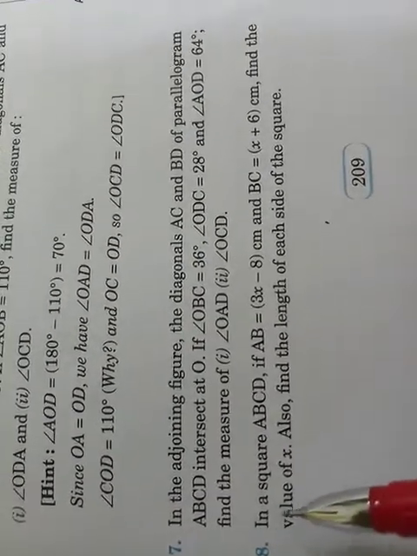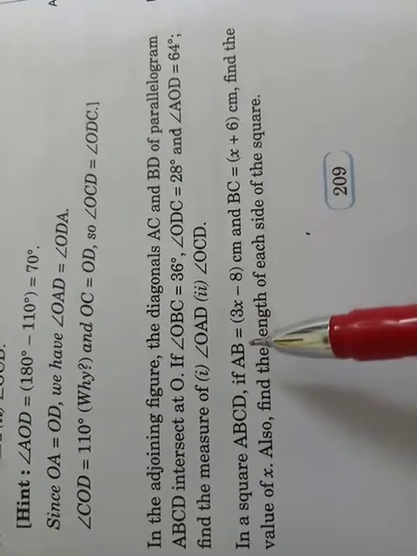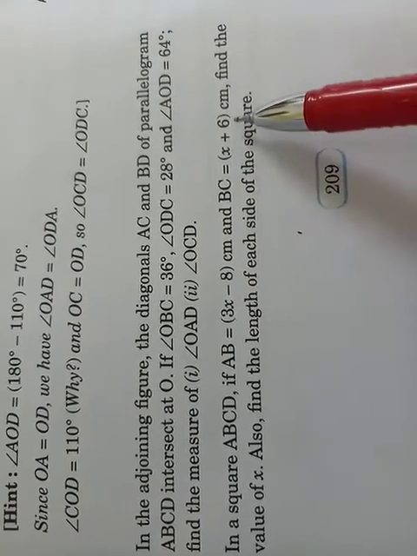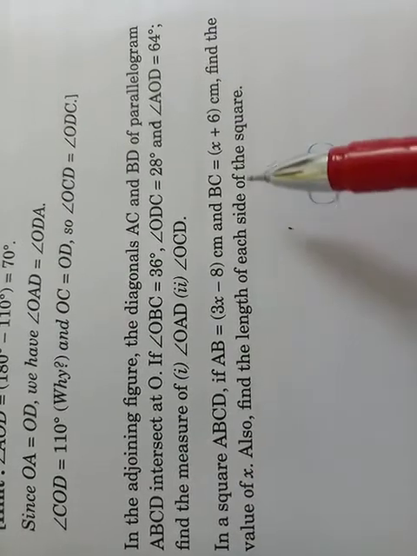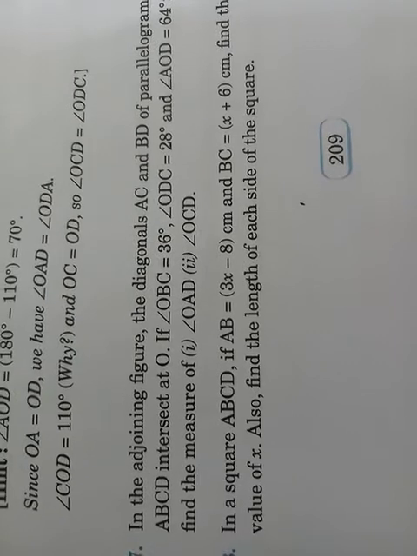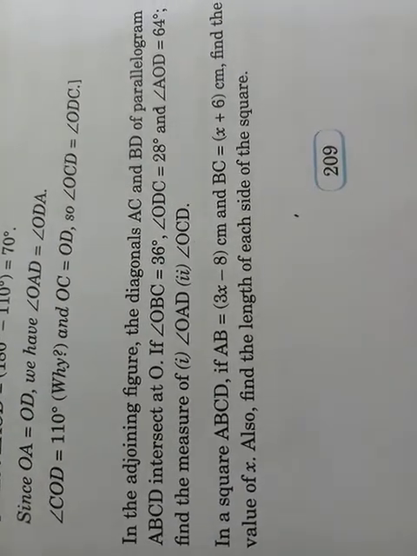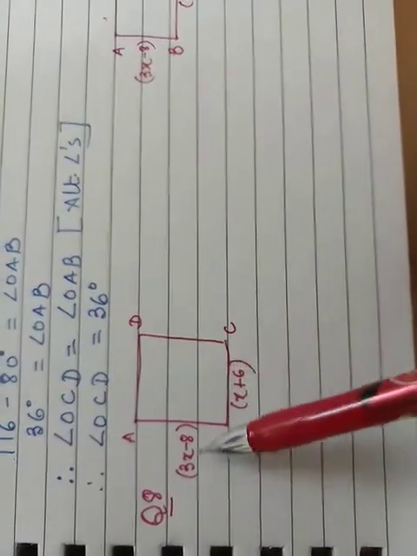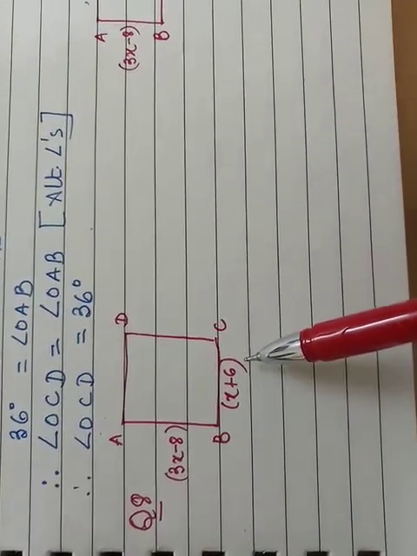In question number 8, it is given that ABCD is a square whose side length AB is given as 3x minus 8, and BC is given as x plus 6. We are looking for the value of x and the length of each side of the square. First you will draw the figure and assign the given values, and you will get the result. So I have drawn a square ABCD. AB is given as 3x minus 8, BC is given as x plus 6.